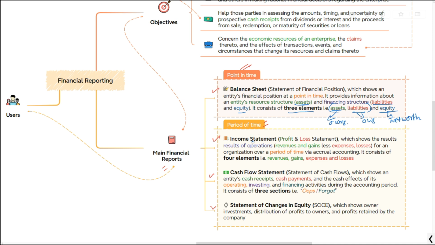Income statement. The income statement is also known as the profit and loss statement. The income statement shows the results of operations over a period of time, and the income statement uses accrual accounting. So what information do you get from the income statement? You get the revenues, the gains, and your expenses and losses. When you combine your revenues and gains less your expenses and losses, you get the profit or loss of the business. The income statement consists of four elements: the revenues, the gains, expenses, and losses.